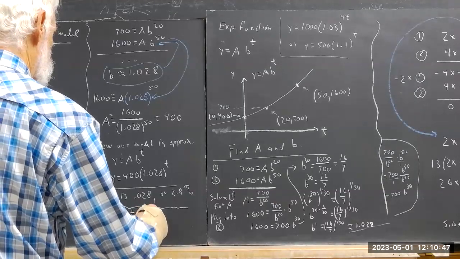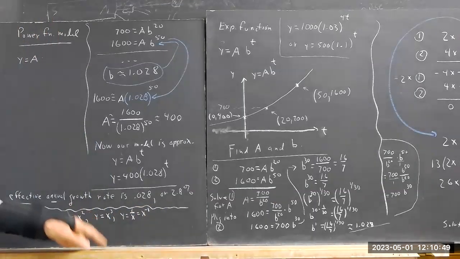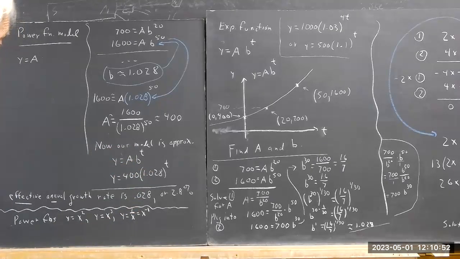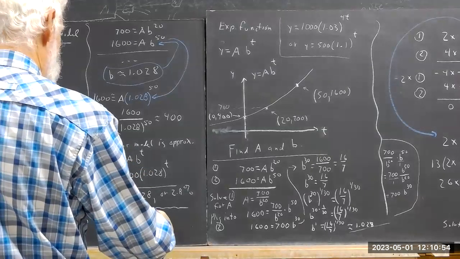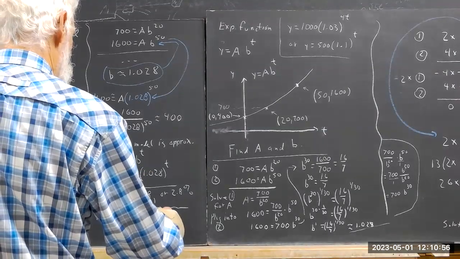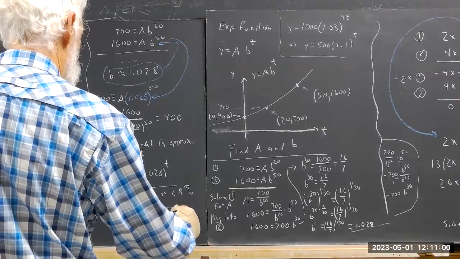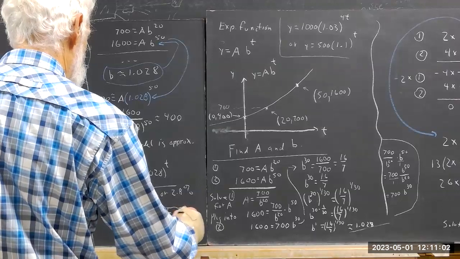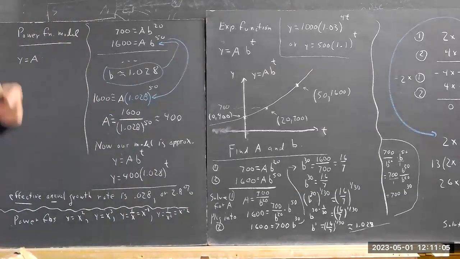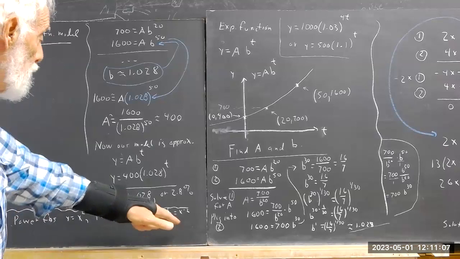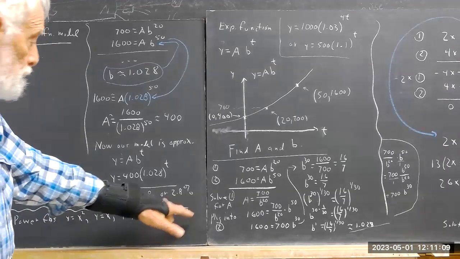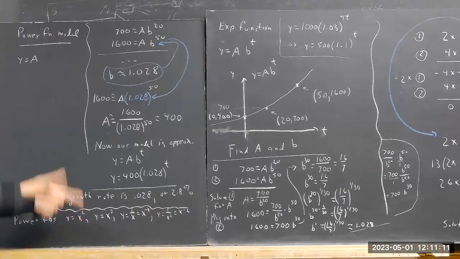I can write that as x to the negative 1. It's x to a power, right? So these are examples of power functions that we know. 1 over x squared, or x to the negative 2. It's x to a power.